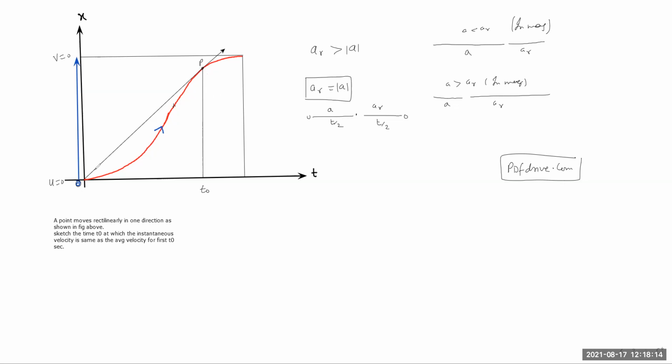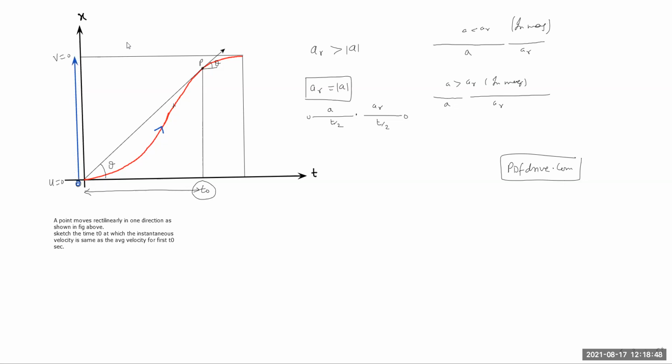So if I find this slope or if I find this slope, both will be same. So that is the meaning of the instantaneous velocity at t naught is same as the average from 0 to t naught. So that is the secant becomes tangent at some point. Difficult to realize, but if you realize, it's really great.